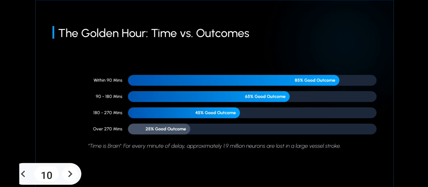Time is brain. For every minute of delay, approximately 1.9 million neurons are lost in a large vessel stroke, what we call an advanced ischemic stroke, which is large.